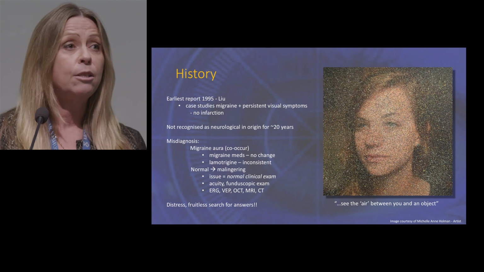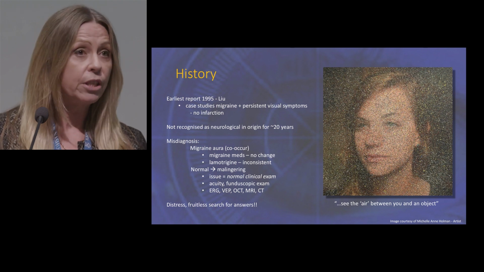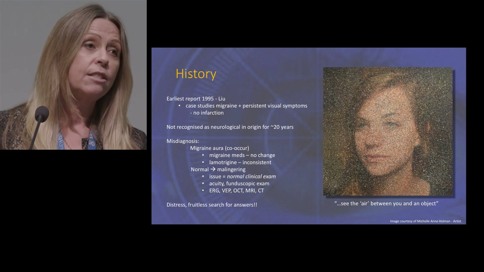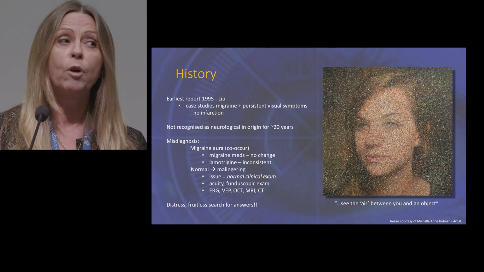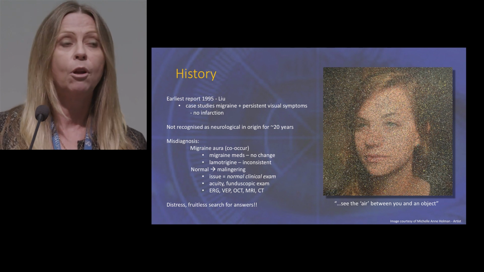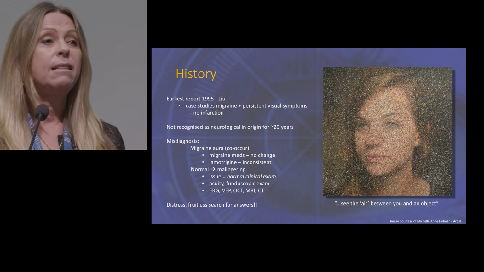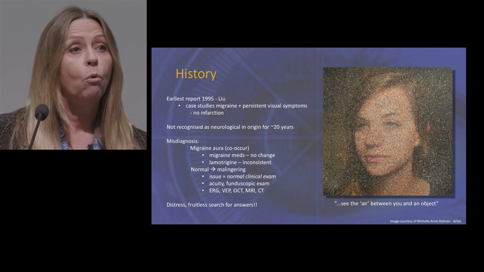Having said that, it's only recently that visual snow has been recognised as a neurological condition. So previously, and unfortunately still today, there's a great deal of misdiagnosis of this condition, or not a great deal of recognition that this is actually a neurological symptom. So what's happened historically is if it was diagnosed as being anything at all, it was misdiagnosed as migraine aura.